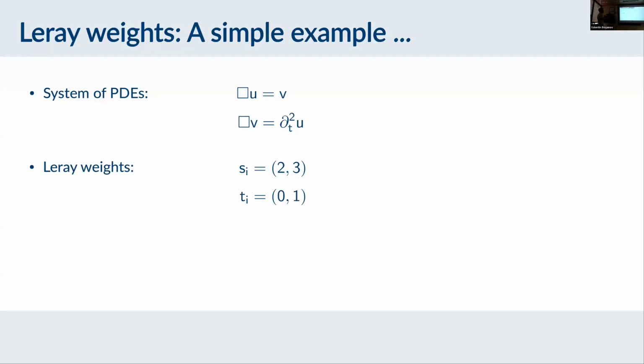And now I've picked one higher in the second variable, such that the other condition is also fulfilled, namely 2 minus 1 is 1, which is larger than the derivative of v in the first equation. And 3 minus 0 is 3, which is also larger than 2, which is the order of the derivatives of the other variable in the second equation.